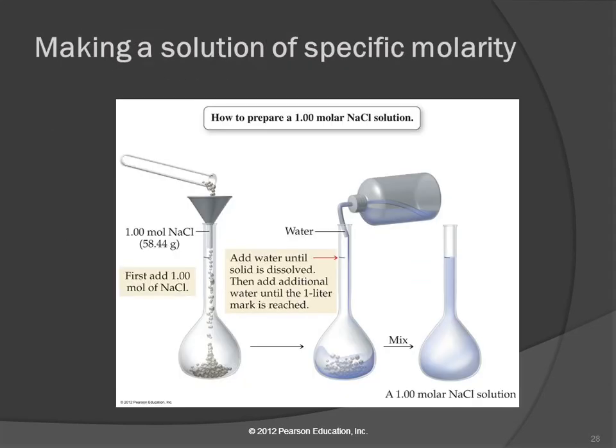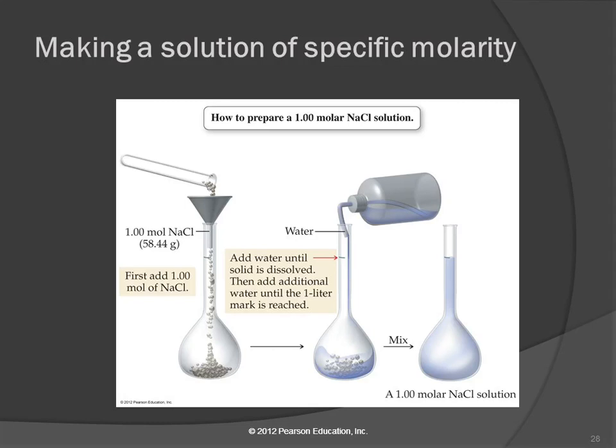So here's an illustration of how we generally make a solution of a specified molarity. We use what's called a volumetric flask, which is calibrated to hold a certain volume. I think this one is going to be a 1 liter volumetric flask. It's going to have a mark etched on the neck. The neck is very skinny for a reason, because a small difference in volume will be very noticeable.